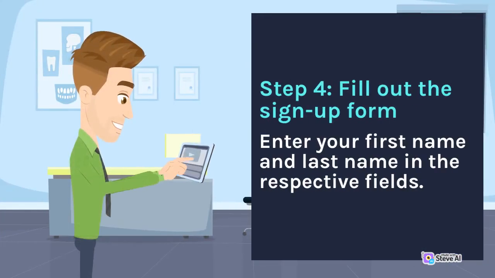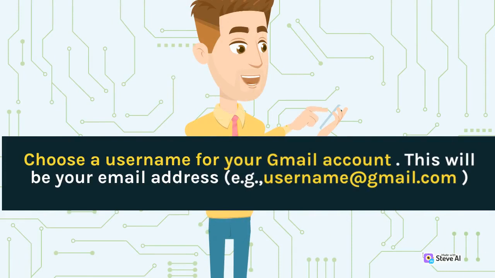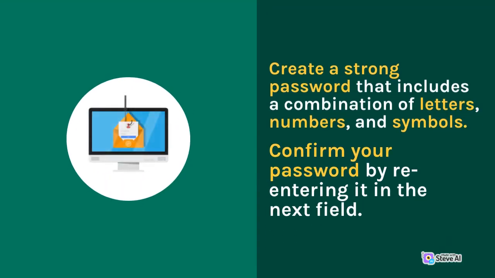Step 4. Fill out the sign-up form. Enter your first name and last name in the respective fields. Choose a username for your Gmail account. This will be your email address, for example, username@gmail.com. Create a strong password that includes a combination of letters, numbers, and symbols. Confirm your password by re-entering it in the next field.